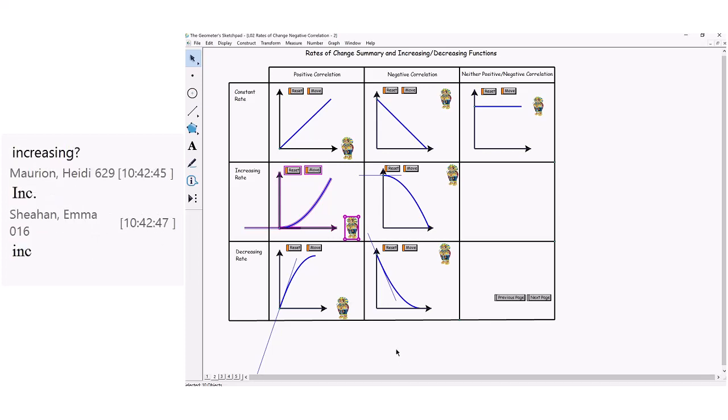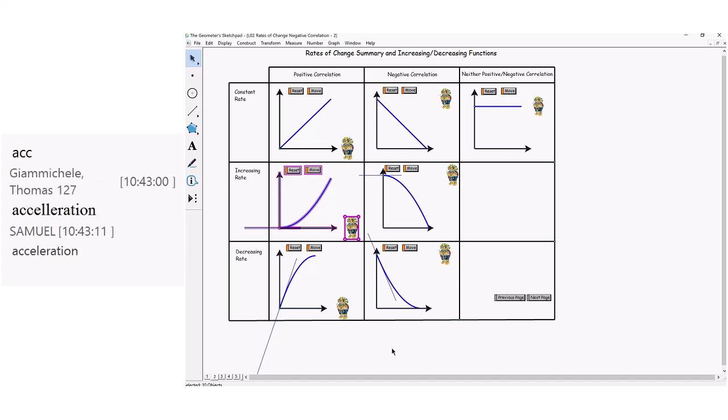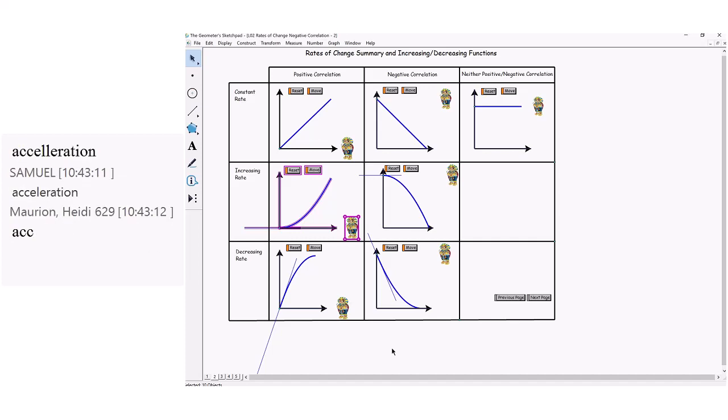What does an increasing rate of change mean? Does that mean acceleration or does it mean deceleration? Increasing rate of change, acceleration or deceleration? Anybody else want to type something in? Okay, so correct, it's acceleration.